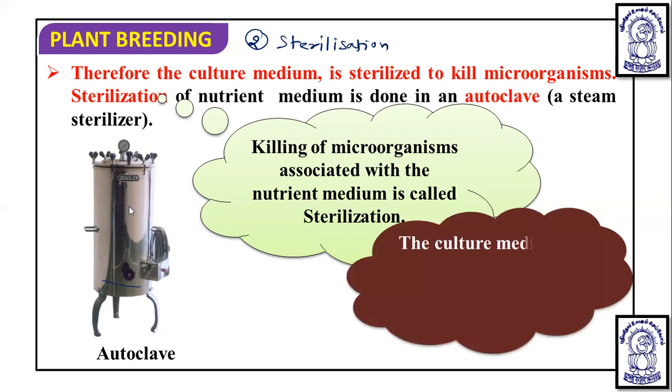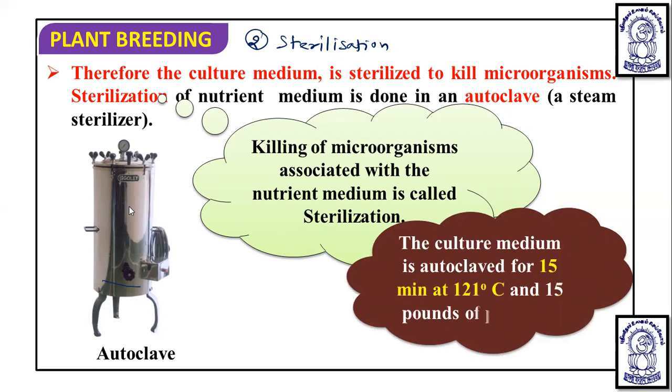Now the culture medium is autoclaved for 15 minutes at 121 degrees Celsius and 15 pounds of pressure. Inside this autoclave, 121 degrees Celsius temperature is maintained, and 15 psi pressure is maintained, and this is carried out for 15 to 20 minutes. This way sterilization can be done.